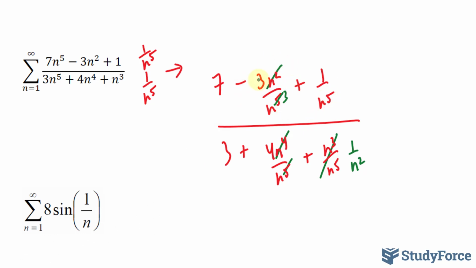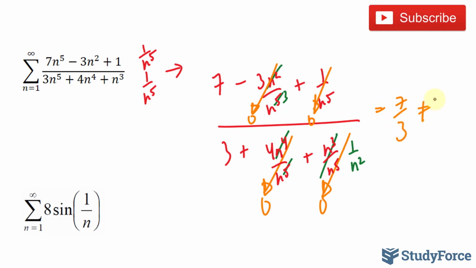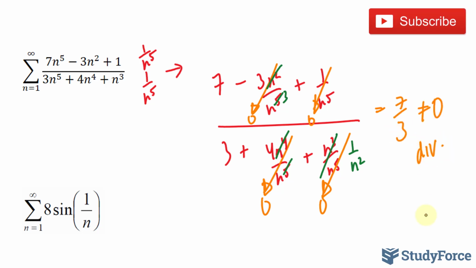Taking the limit of this term will give us 3 over a very large number. That eventually goes to 0. This goes to 0, this goes to 0, and this goes to 0 for the exact same reason. We're left with 7 over 3. Now, since 7 over 3 does not equal 0, this diverges.